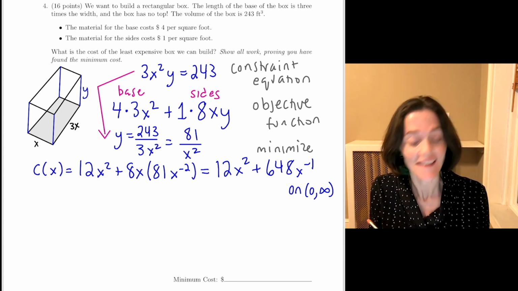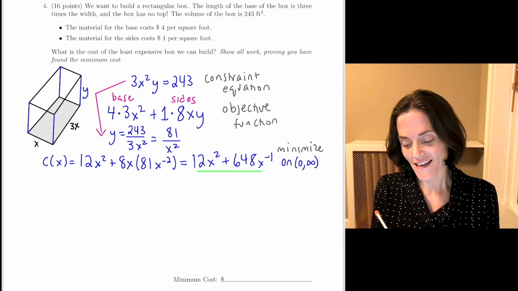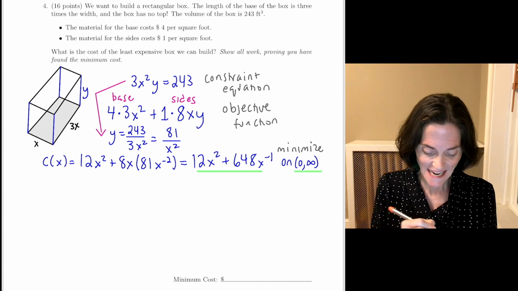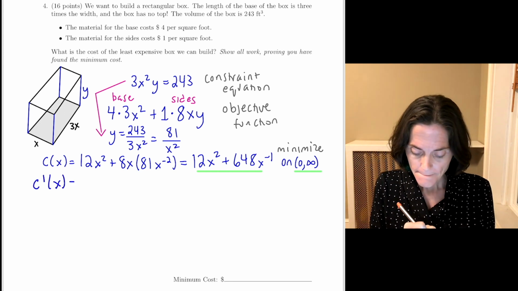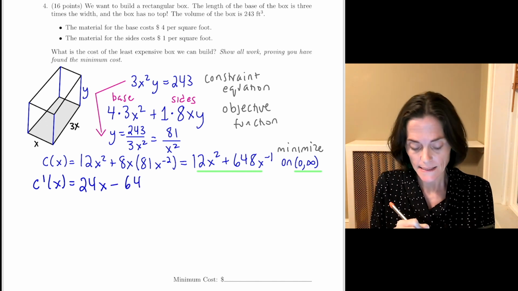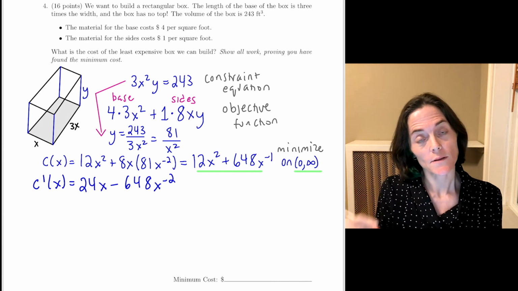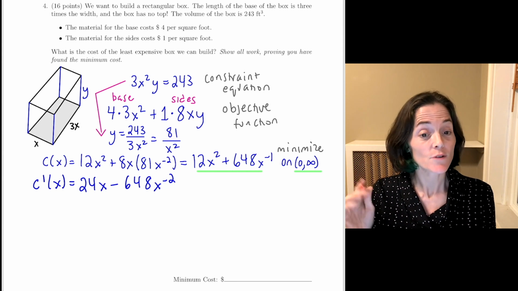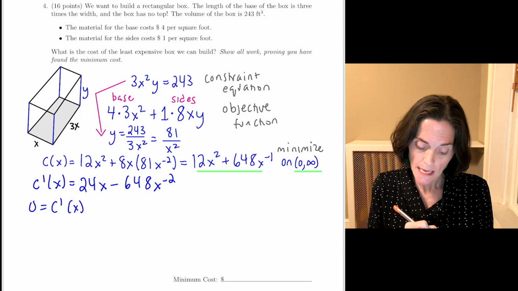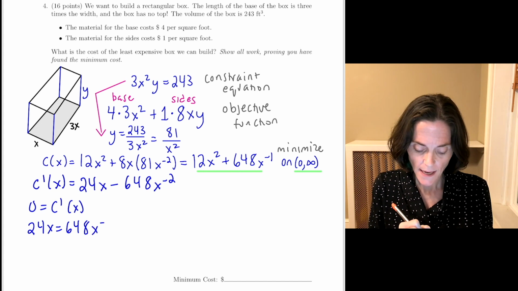Now we're ready for the calculus part of this problem. We have a differentiable function on an open interval, and we are looking for critical points. So let's do this now. We take the derivative. We have 24x minus 648, x to the minus 2. This is certainly defined on the whole open interval, so the only potential critical points are where the first derivative is 0. Okay, so 0 is c prime of x. What do we get from this? It says that 24x equals 648 x to the minus 2.